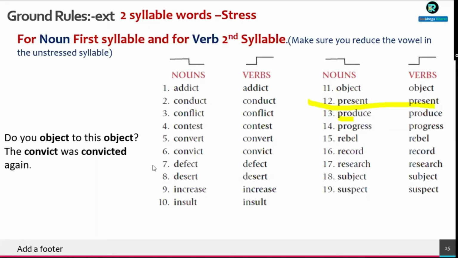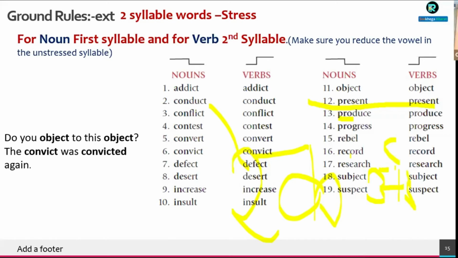Record. Okay, record. In British English they call it record, in American they call it record. We can say record. You can pronounce like this: the big one, rec, and a small erd. So you mix it, it becomes record.